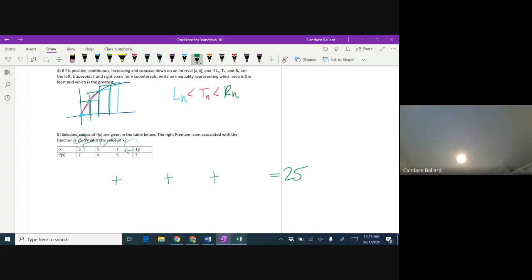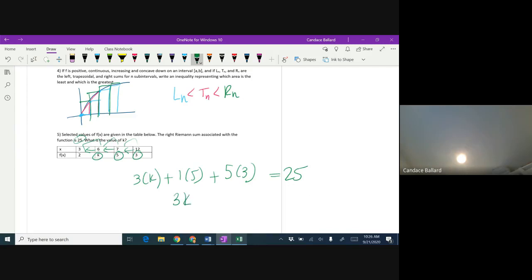So my first distance in between is going to be 5, and my height is going to be 3. My next distance in between looks like it's 1, and my height is going to be 5. My next distance in between is going to be 3, and my height is going to be k. Again, the setup looks way worse than it really is. Now it's an algebra 1 problem, isn't it? It's probably even pre-algebra.